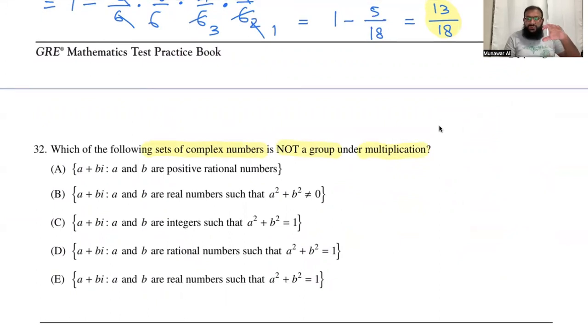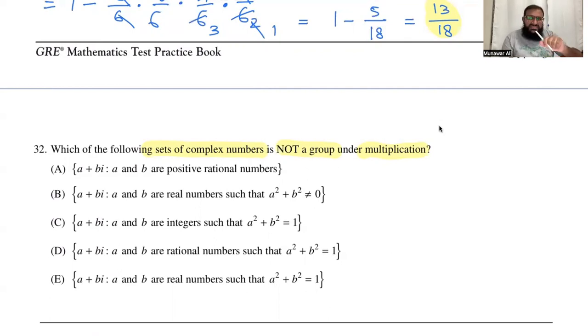You know very well, for a group we have to check certain properties: closure, associativity, the identity element, and we have to check the inverses. But if you are checking for not a group, you should basically start from backwards. You have to check inverses first. So if any of these does not involve an inverse, you're good to go.